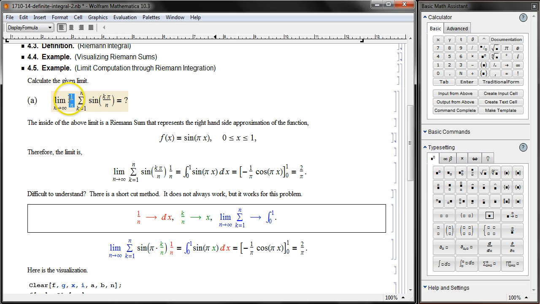Move this 1 over n to the right hand side to get this kind of form here, and the color coding really helps. Blue part, limit of summation, that becomes integral, and 1 over n becomes dx, k over n becomes x, and what do you have? We have an integral computation.